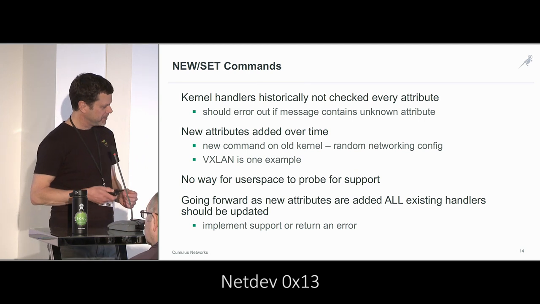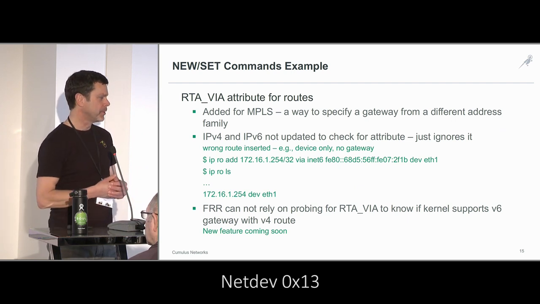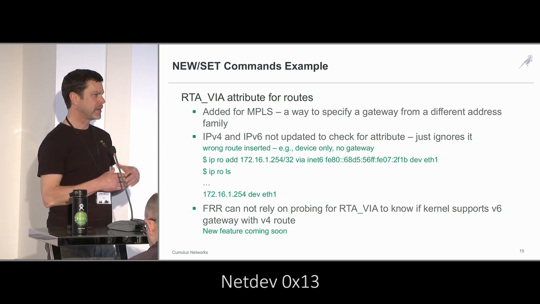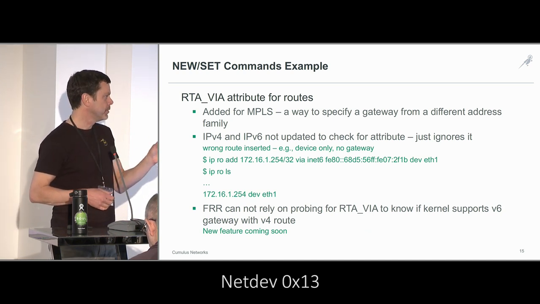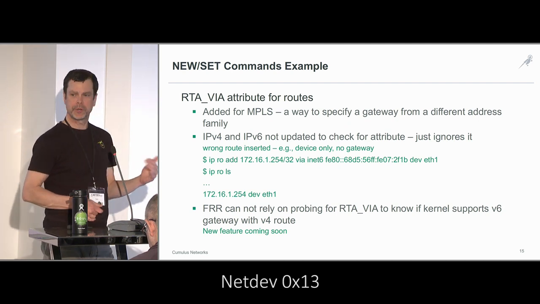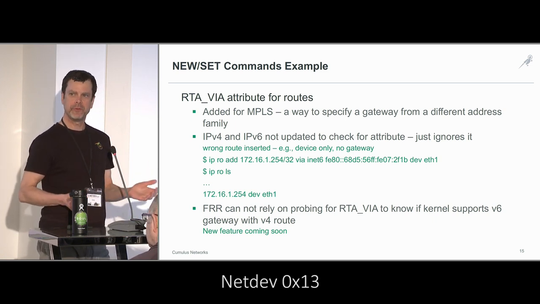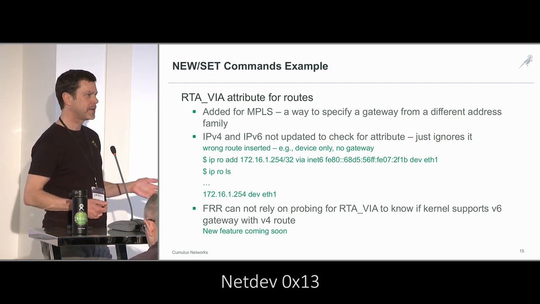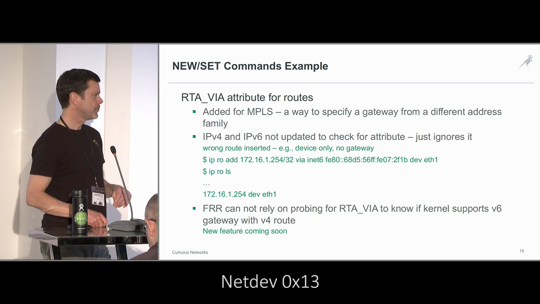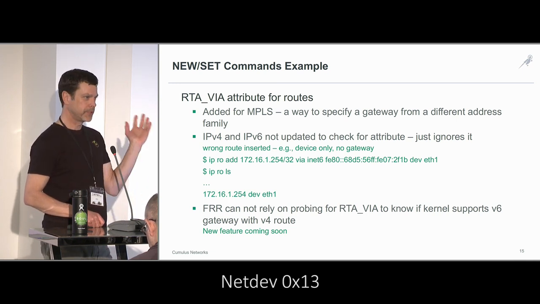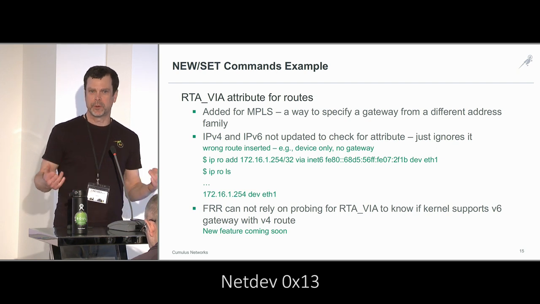Let's go forward, I think it's the next slide. Yeah, RTA_VIA was an attribute that was added recently for MPLS, right? So MPLS wants to have a gateway that's either a V4 or a V6. So it's a new attribute that says, here's your gateway value, but then I have to tell you the address family to interpret it. Well, that's great, MPLS needed this. But RTA is a generic routing attribute. IPv4 and IPv6, we're not paying attention to that. They're ignoring that attribute completely. So if you send down a route that has an RTA_VIA with IPv4 or IPv6, the route you get is not the route you asked for. The gateway is completely ignored, and all you get is a device-only route.